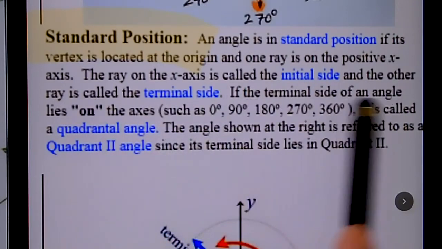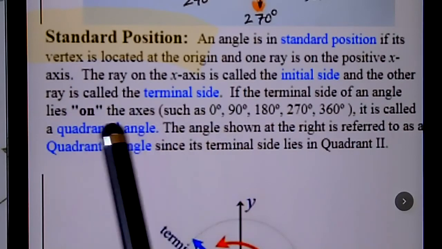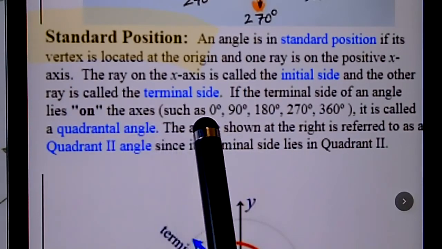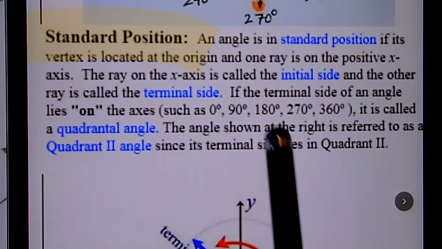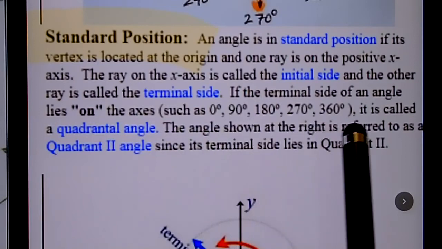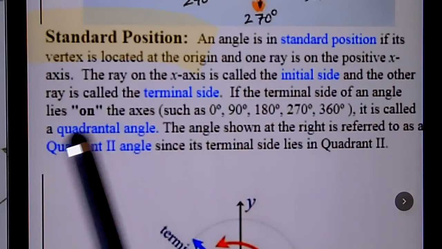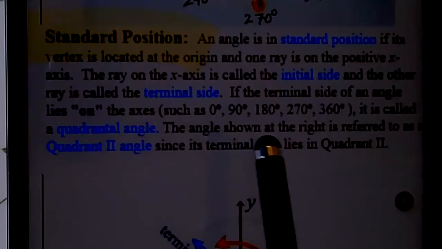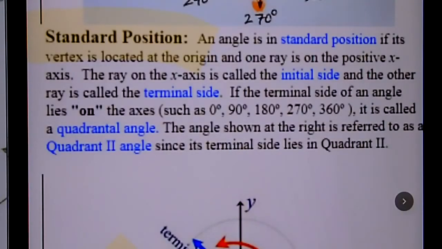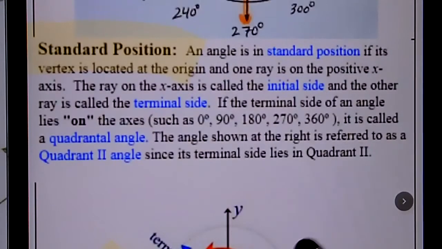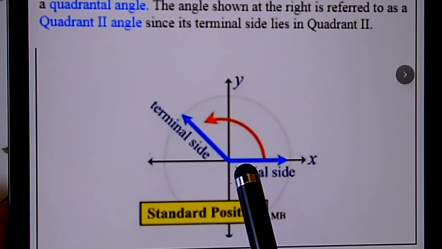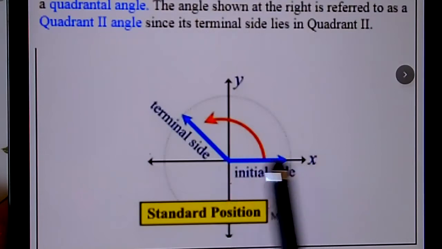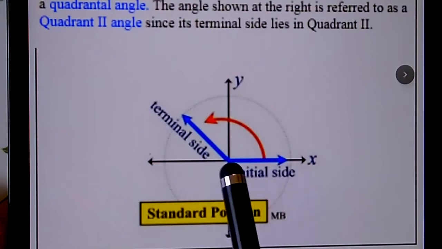If the terminal side of an angle lies on the x-axis, or on the axes, okay, x or y, such as 0 degrees, 90 degrees, 180 degrees, 270, and 360, it is called a quadrantal angle. The angle shown at the right is referred to as a quadrant 2 angle, since its terminal side lies in quadrant 2. So let me just put this up here. So you see, this is the initial side. It's starting on the positive x-axis. That's where we start in standard position.